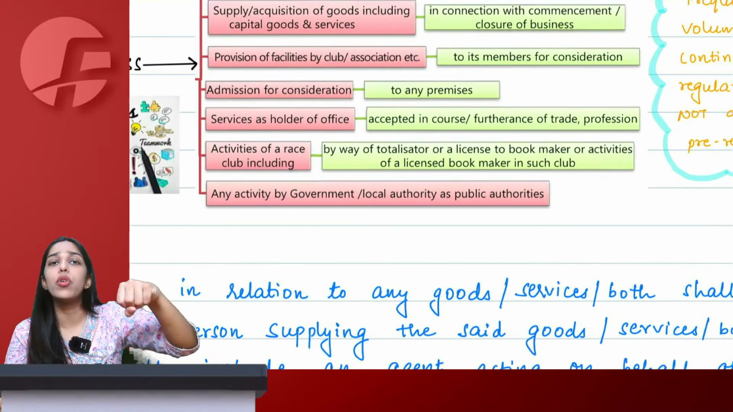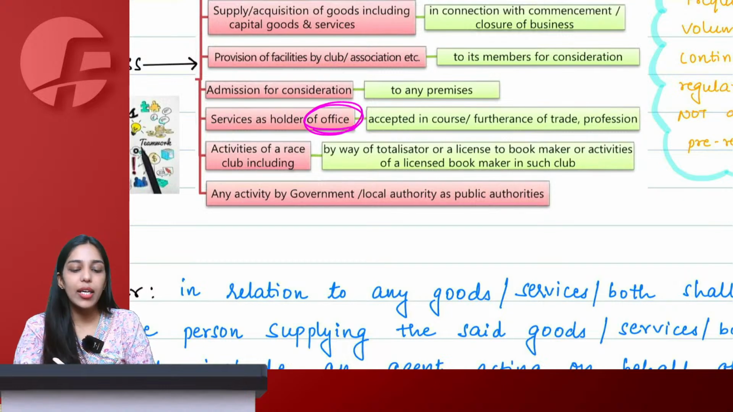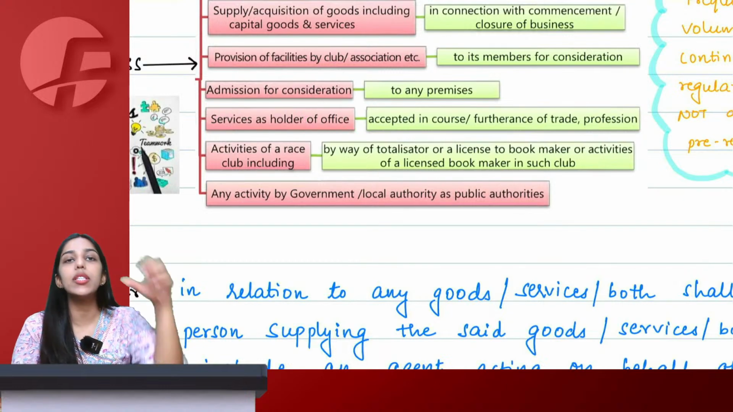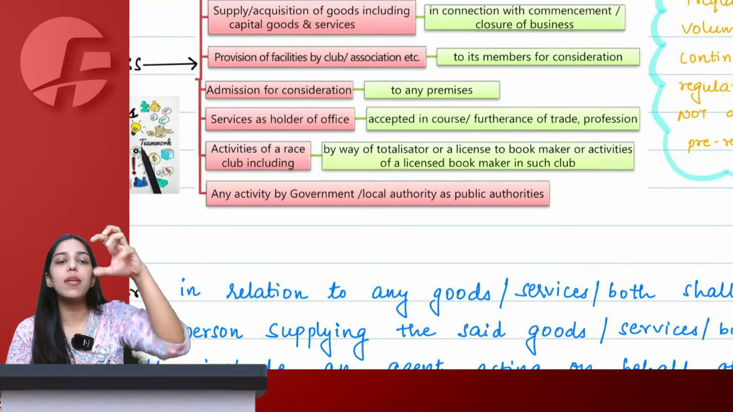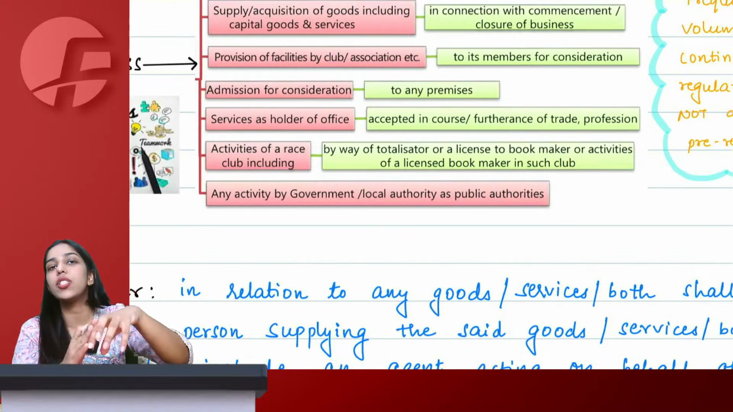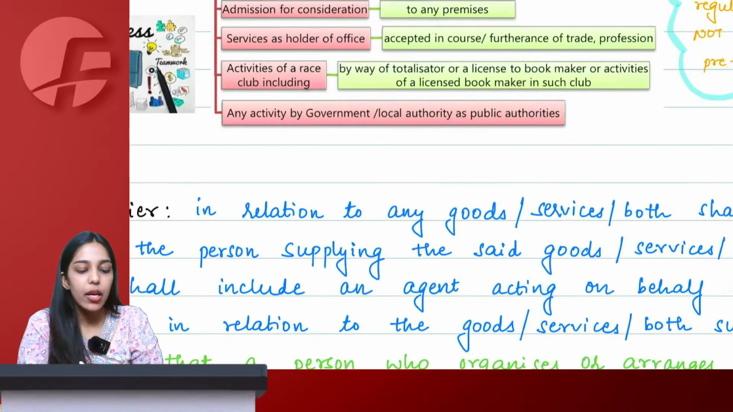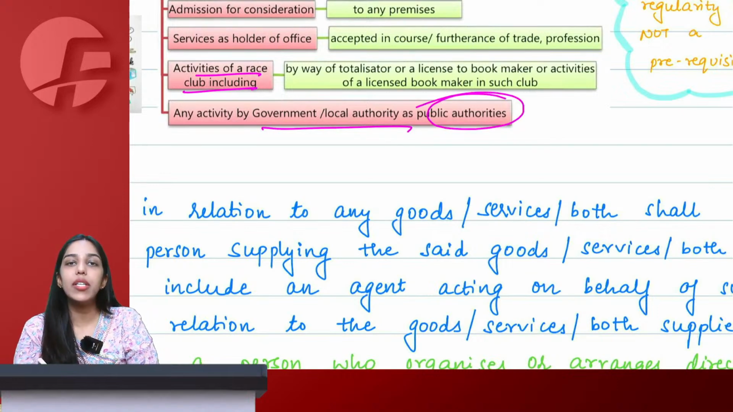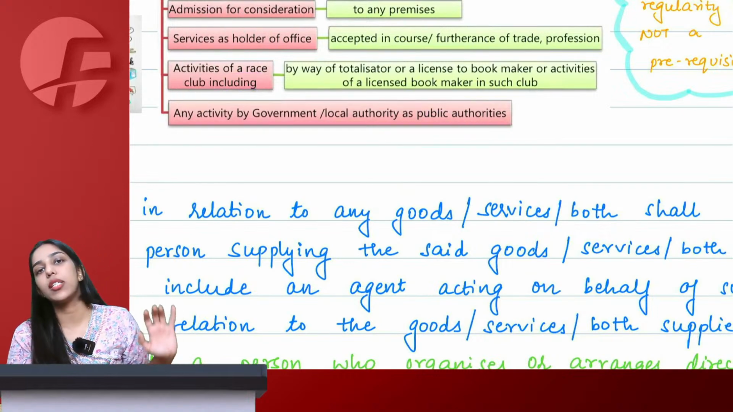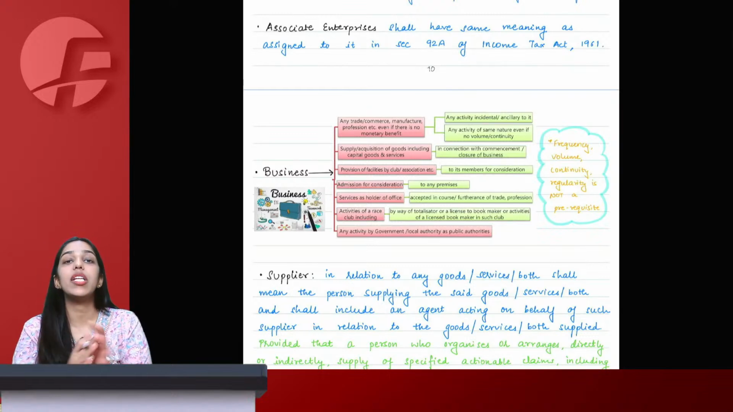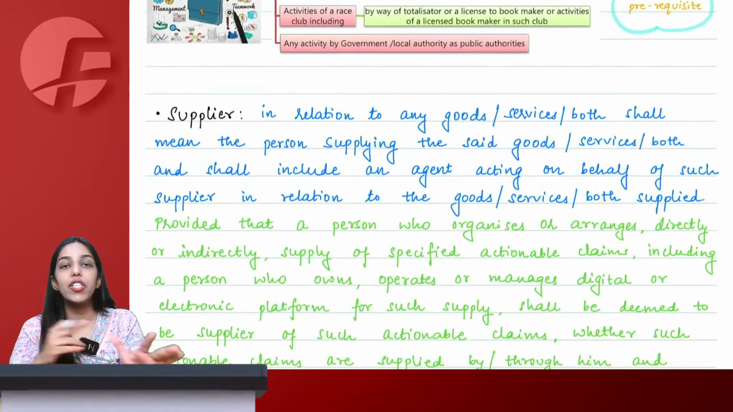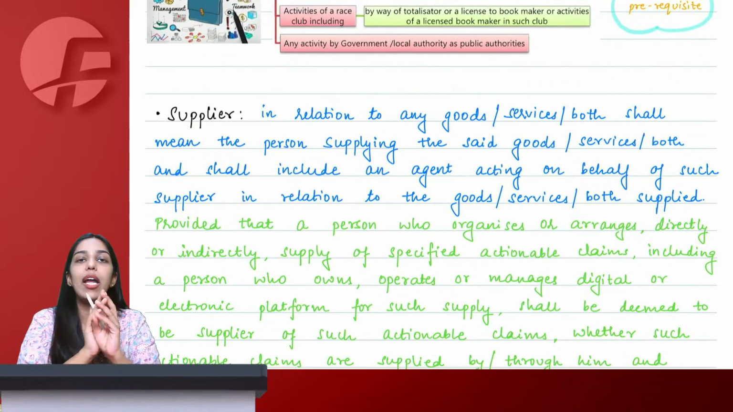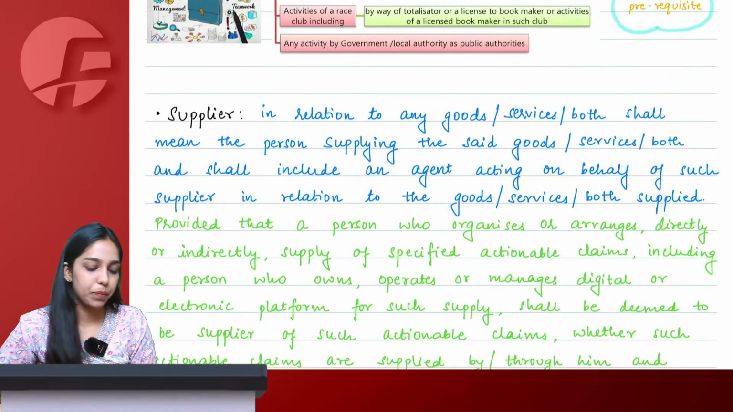If I am holding some office and taking some remuneration just to be on that post, let's say of a club, I am some secretary or a director, and to be on that post I charge remuneration, that is also business. Running a horse race club is also business, and the government doing various activities as public authorities is also considered as business. So business is a very broad term which includes manufacturing, trade, commerce, vocation, profession, and all the things related to it. Everything is business only.